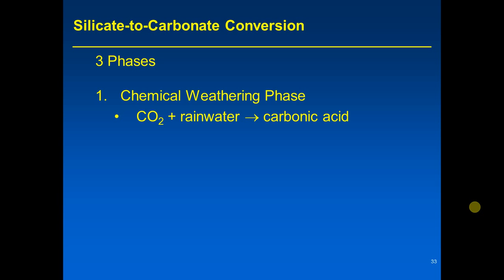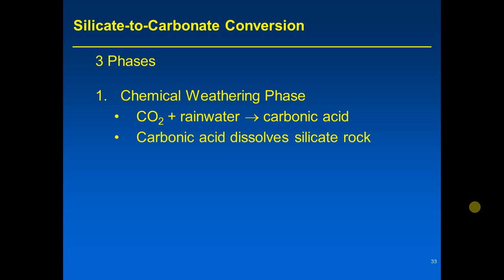So carbonic acid can dissolve silicate rock. It can weather it away, okay? So you have a silicate rock like granite, and then what happens? It rains, and the carbon dioxide combines with the rain, and that forms a carbonic acid, which dissolves the silicate rock away. That's the chemical weathering phase.